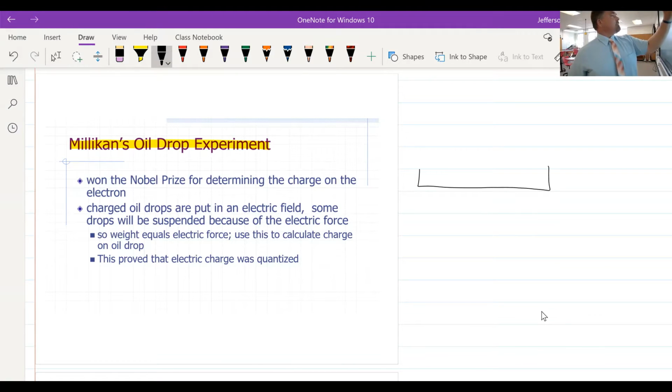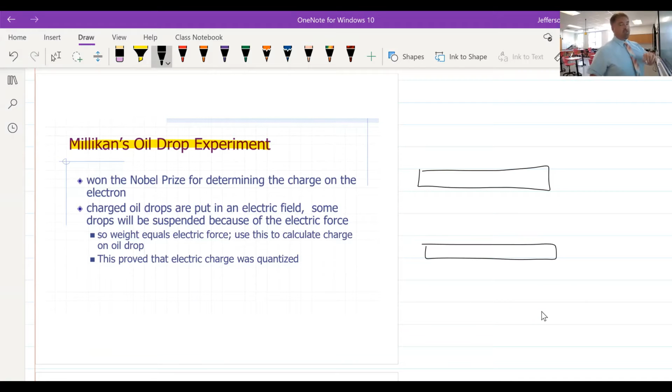What he did was he took two parallel plates and he put charges on those plates. These plates were fixed. So basically what you have here is positive on the top, negative on the bottom. And what he would do is squirt little tiny oil drops in between those plates. So you'd have oil drops here and here and here. Some of those oil drops would have a positive charge, and because we know that opposite charges attract and like charges repel, those would get shot right down, pushed away from the positive and attracted to the negative.